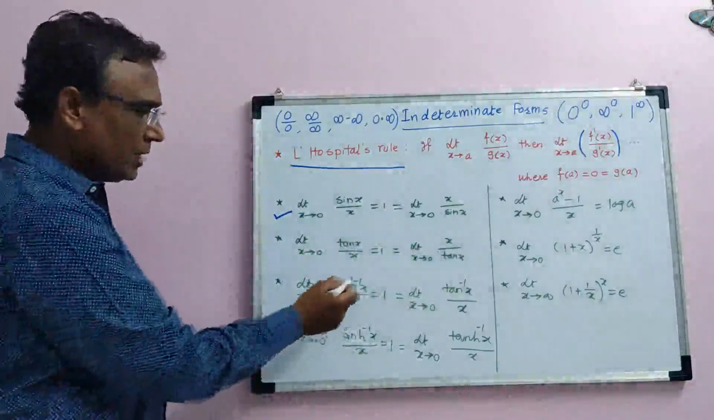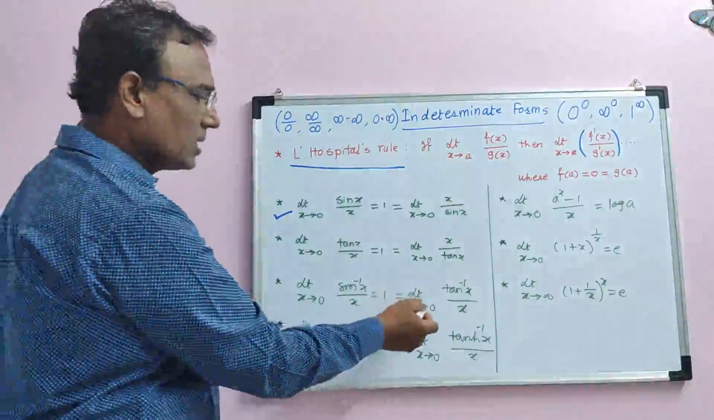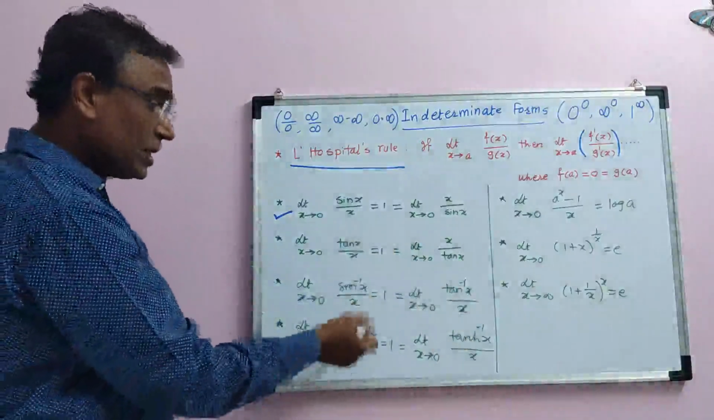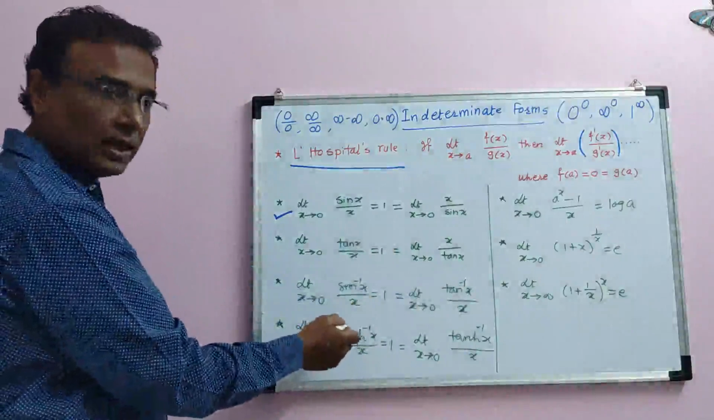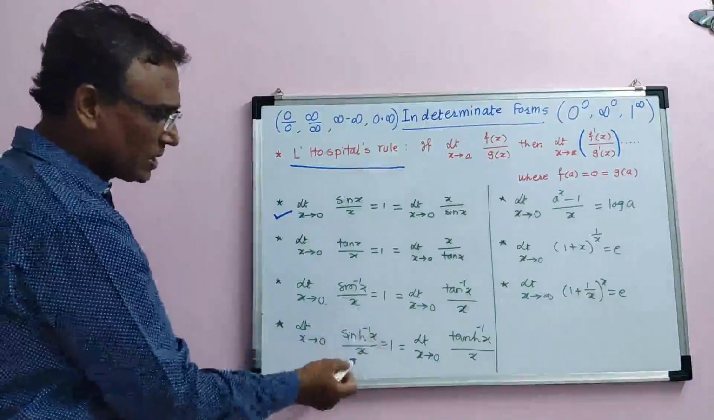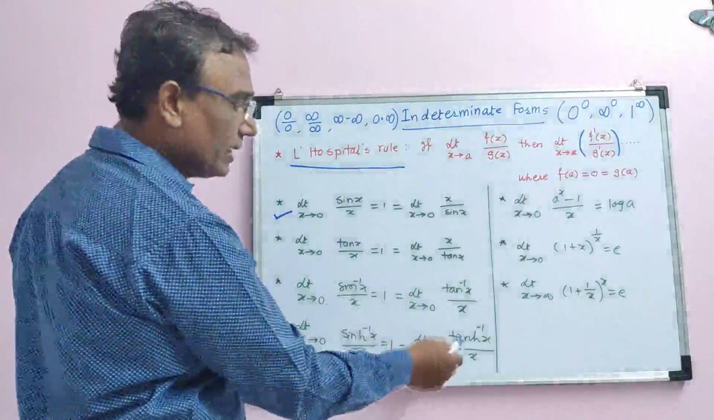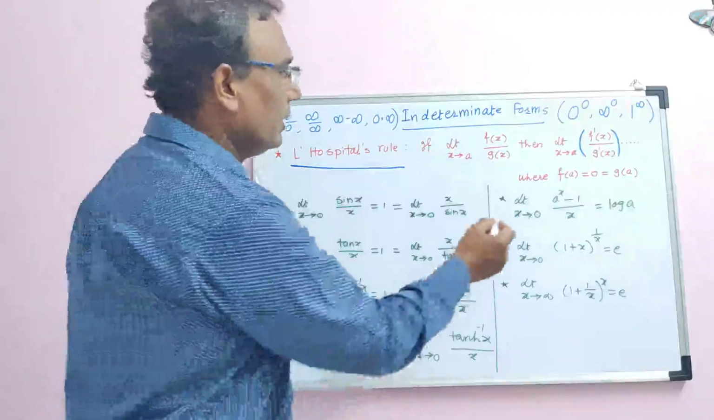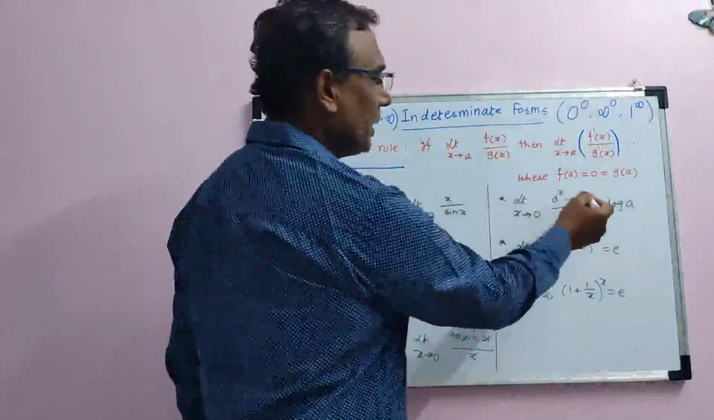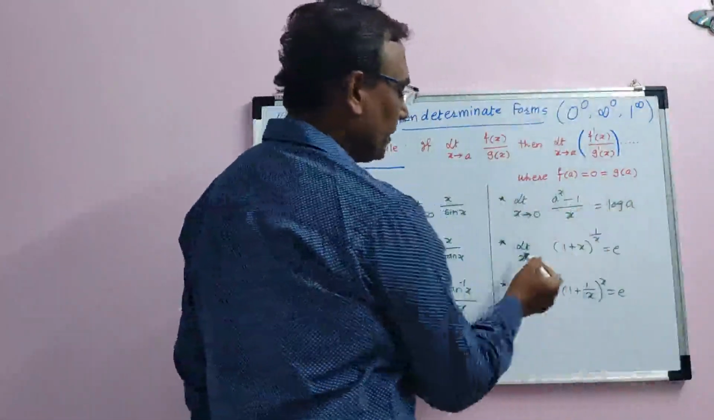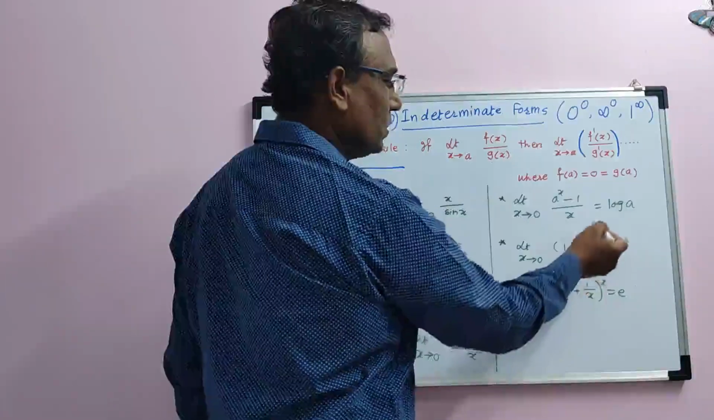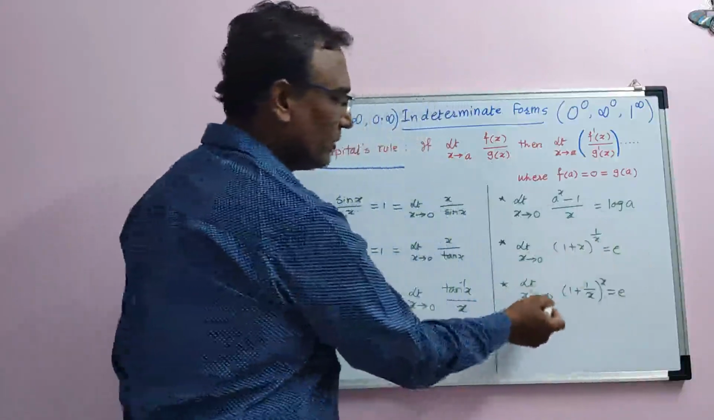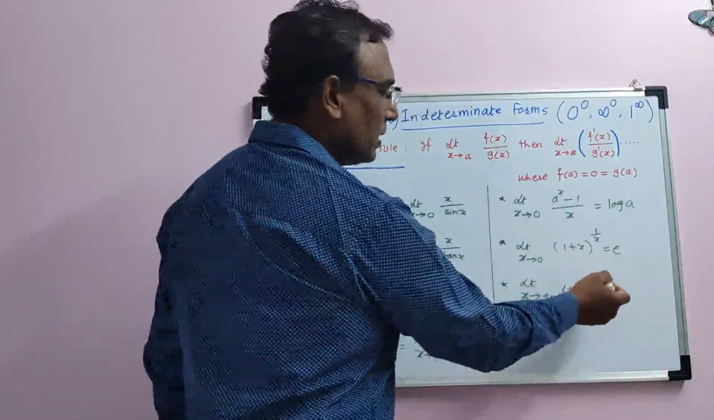Limit x tends to 0, sin inverse x by x is 1. Limit x tends to 0, tan inverse x by x equals 1. Limit x tends to 0, sinh inverse x by x equals 1, where sinh is the hyperbolic sine. Limit x tends to 0, tanh inverse x by x equals 1. Then limit x tends to 0, a raised to power x minus 1 by x is log a. Limit x tends to 0, (1 plus x) to the power 1 by x equals e, where e is the exponential constant. And limit x tends to infinity, (1 plus 1 by x) raised to power x is equal to e.